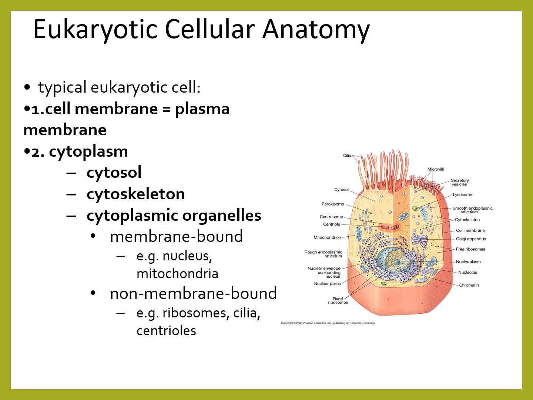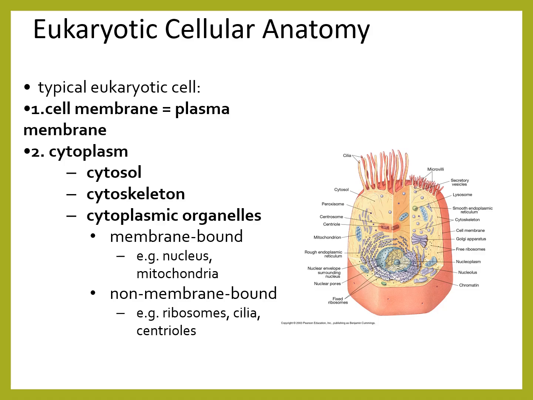This slide illustrates the structures that you would find in a typical cell, specifically a typical eukaryotic cell. Surrounding the eukaryotic cell will be a cell membrane called a plasma membrane. This is a phospholipid bilayer with a bunch of embedded proteins in it. Its job is to surround the cytoplasm.